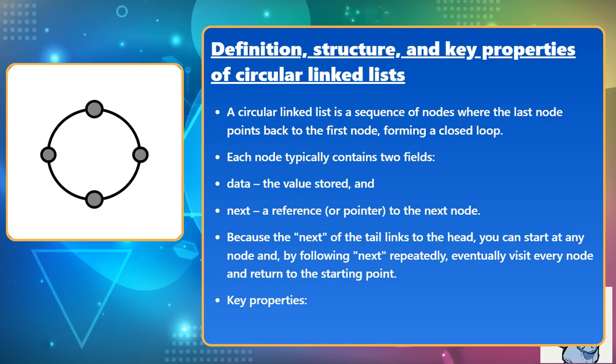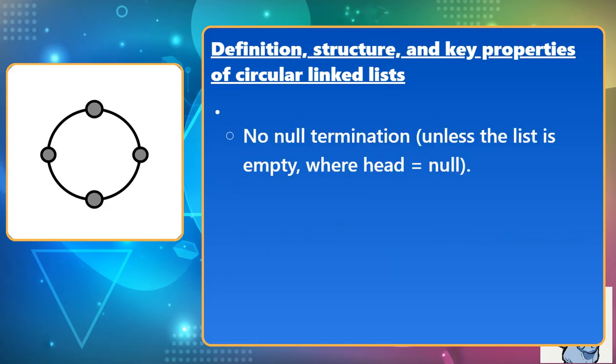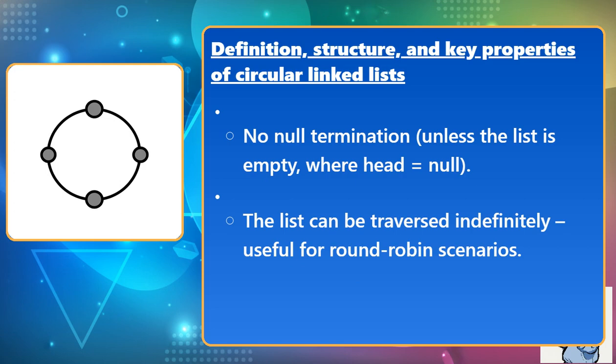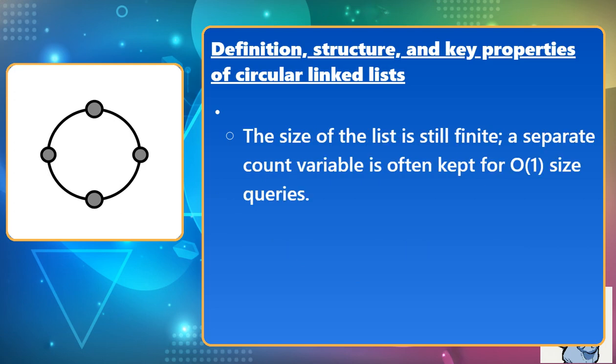Key properties. No null termination unless the list is empty, where head equals null. The list can be traversed indefinitely. Useful for round-robin scenarios. The size of the list is still finite. A separate count variable is often kept for O(1) size queries.